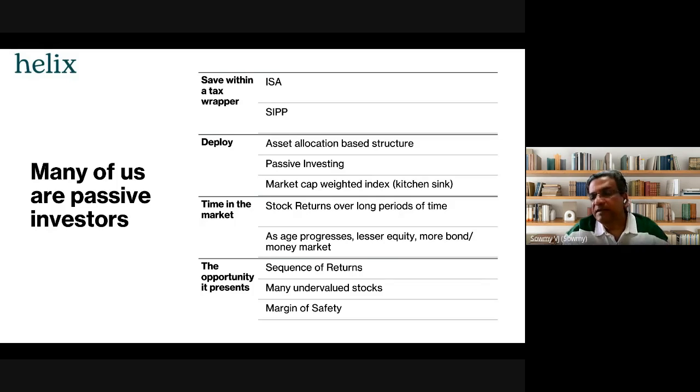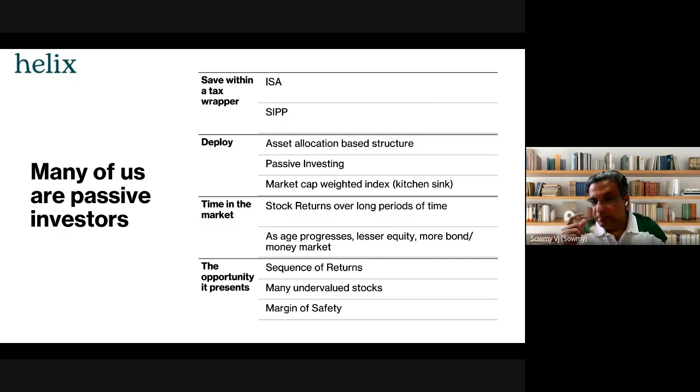Then essentially this method works for most people, and that is fine. At the point when people start thinking of withdrawing, this is where we can kind of weaponize it. There is a sequence of returns risk. I'll talk about this in the next few slides, and this basically gives us an excellent weaponization potential here.